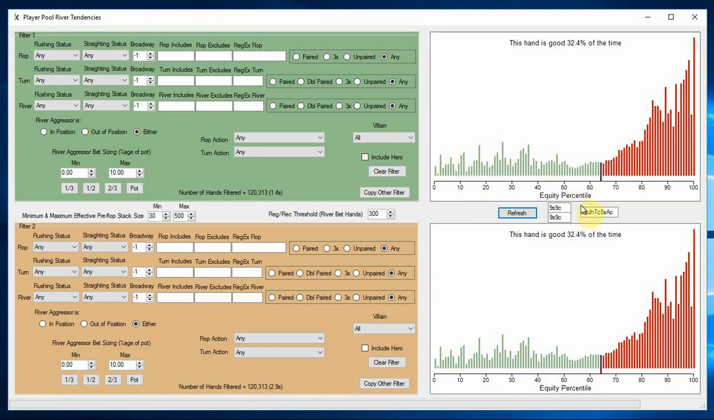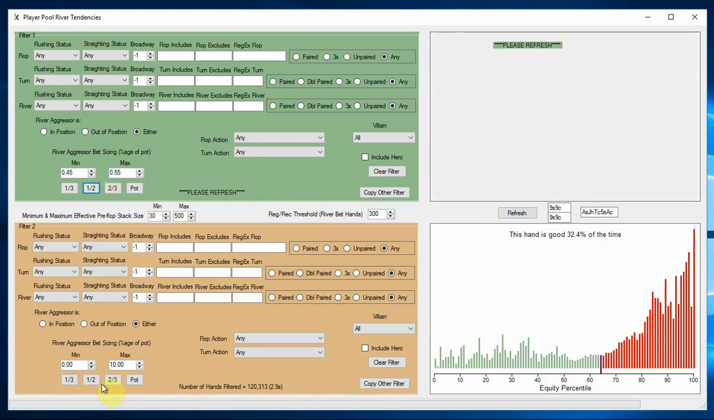What we're also looking at here, this purple line, is showing us our hand, pocket nines, against our run out, ace, jack, 10, 5, ace. How often would a hand with the equity that pocket nines has on this board have been good? You can see that it would have been good 32.4% of the time. So should I have made this call? Well, it depends what the bet size was. The bet size I was facing was half pot.